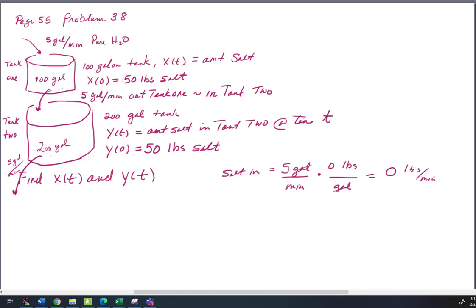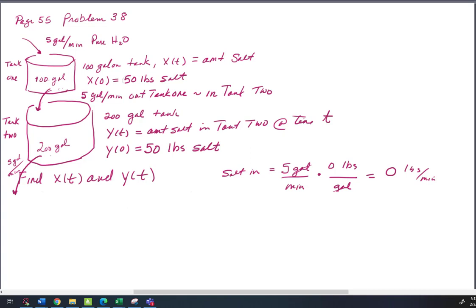February 3rd, I think. This is a problem that's out of our textbook, and I find it quite interesting. It's on page 55 of the textbook, problem 38, and it's a problem that one of you asked about this morning, and I gave an overview of it, but let's actually go through and solve it now.